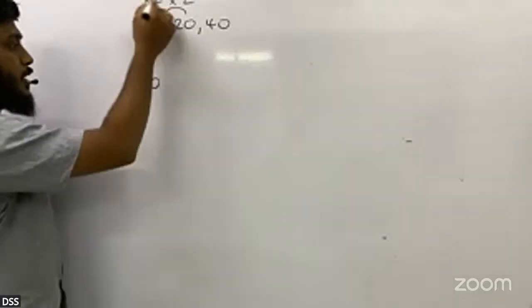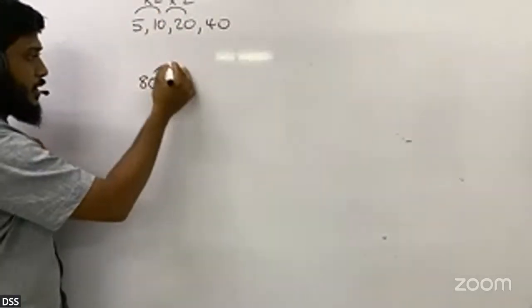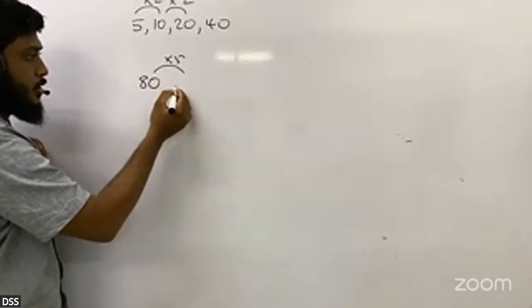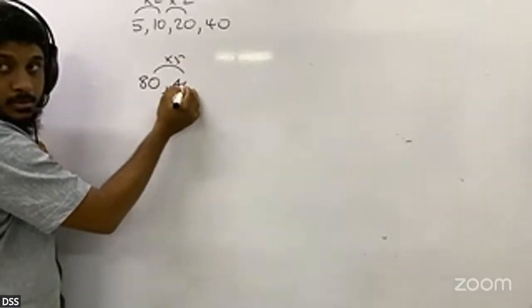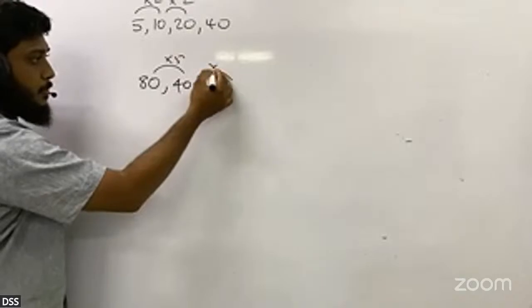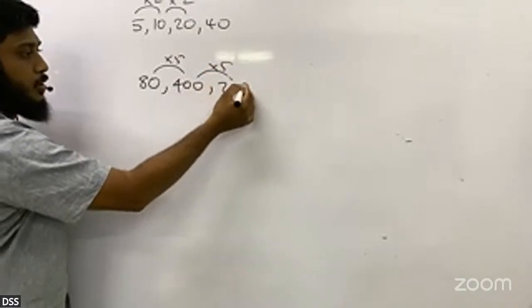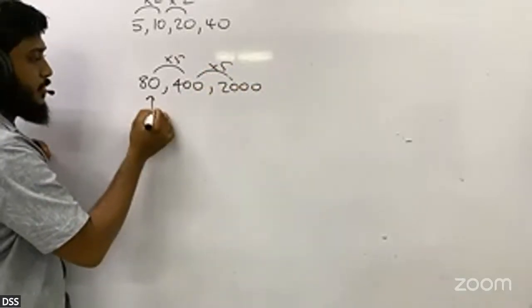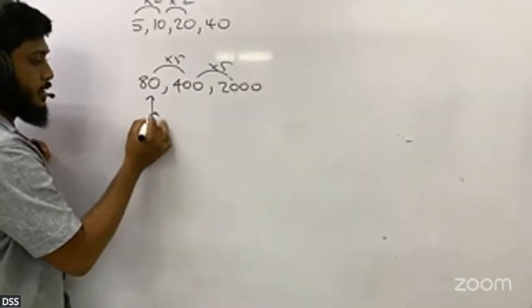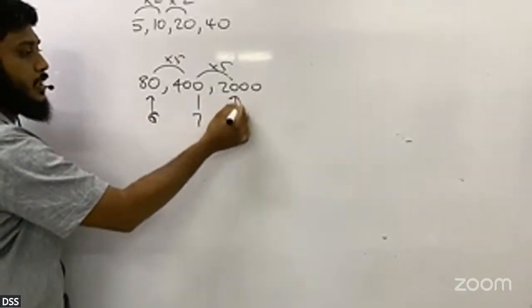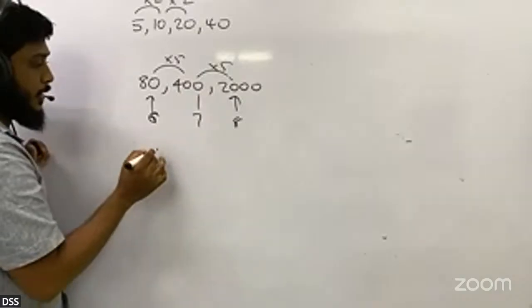Common ratio means the multiple. The multiple means you multiply by 5. So 80 into 5 is how much? 400. Again, you have to multiply by 5. What do you get? 2000. Sorry, this is the seventh term, and this is the eighth term. The eighth term is how much? 2000.